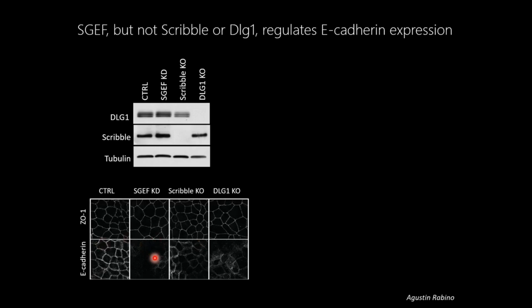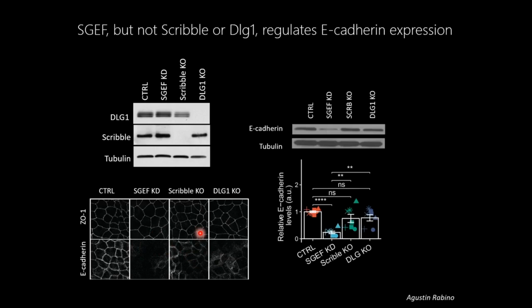What you can see here by immunofluorescence is when we knock down SGEF, we see a severe downregulation of E-cadherin. When you knock out the other two genes, you see some redistribution, but not as drastic as the one with SGEF. And if we look at this by Western blot, we see that the downregulation of E-cadherin is slight, but far from being as severe as knocking down SGEF. So the bottom line here is it's not the same to target each of the members of the complex. Targeting SGEF is a little more severe than targeting the two other members.